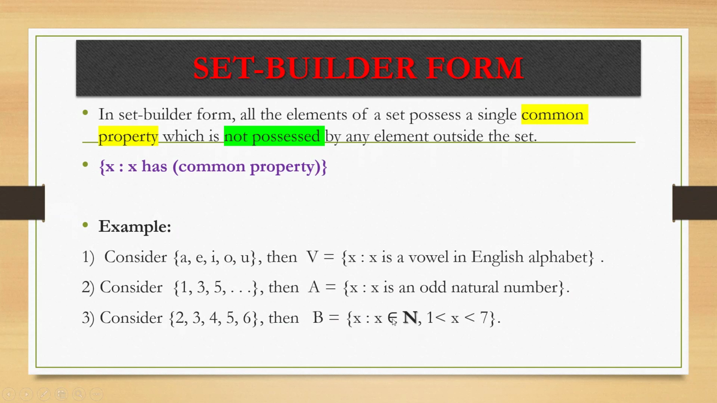X belongs to, and this is the symbol for the set of natural numbers. X belongs to natural numbers, comma, and one more property. What is that? 1 less than X less than 7. That is, all the elements belong to the set of natural numbers between 1 and 7. Clear? So this is how we can write a given set in set builder form. Thus, a set can be written in two ways: one is roster form and one is set builder form. So these are all the prerequisites which are needed to solve exercise 1.1.